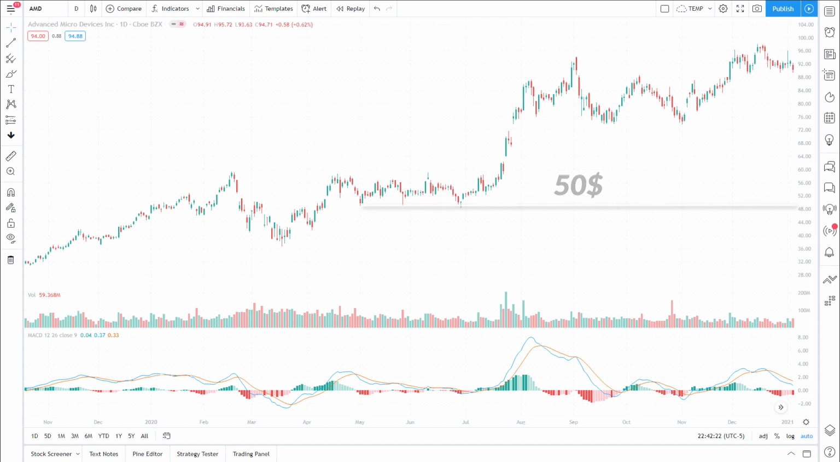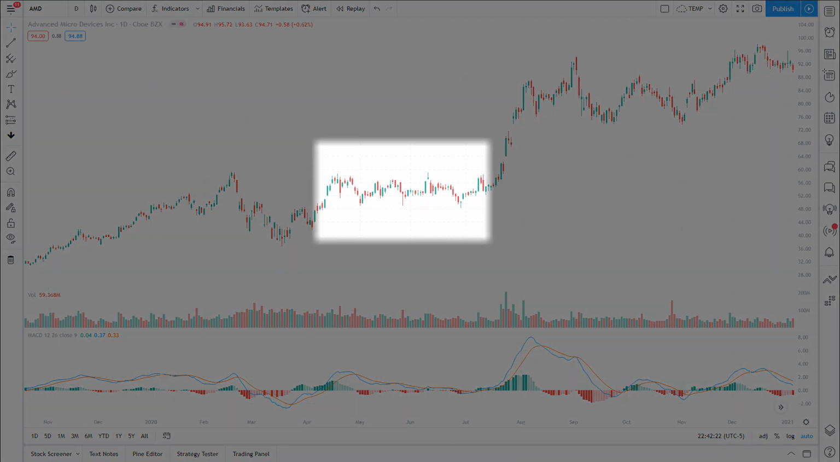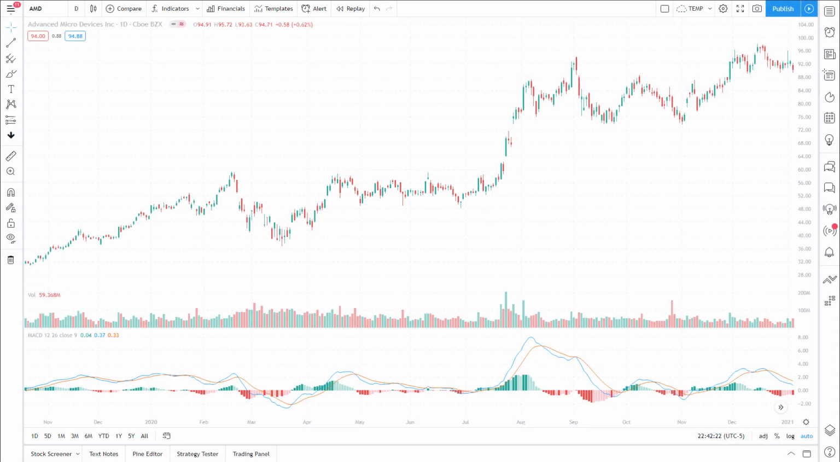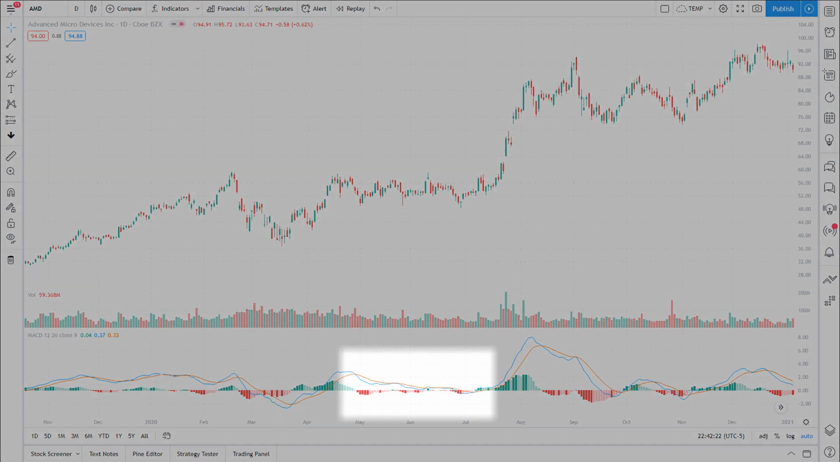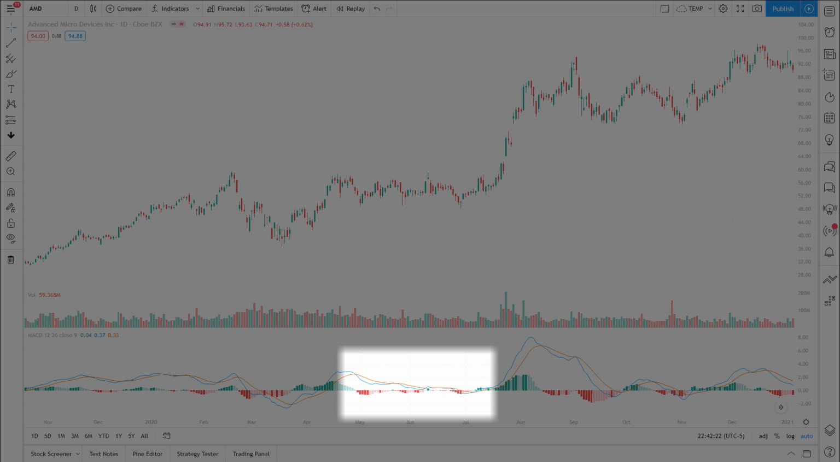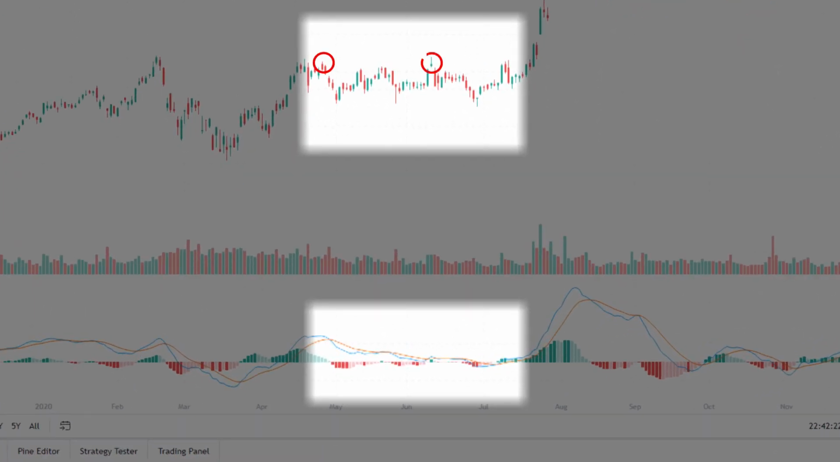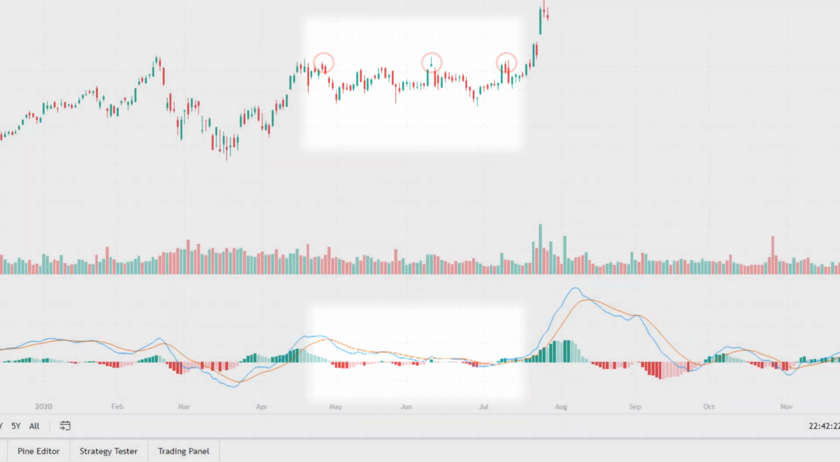Fast forward to mid-July and you can see that AMD had been consolidating within this range between roughly $48 and $59 for a period of around 3 months. Throughout this consolidation, the momentum shown on the MACD histogram is quite low. If you look closely, as price has approached the resistance level at the top of the range multiple times during this consolidation period, the MACD has shown either a bearish momentum or a very low bullish momentum. What is different this time?